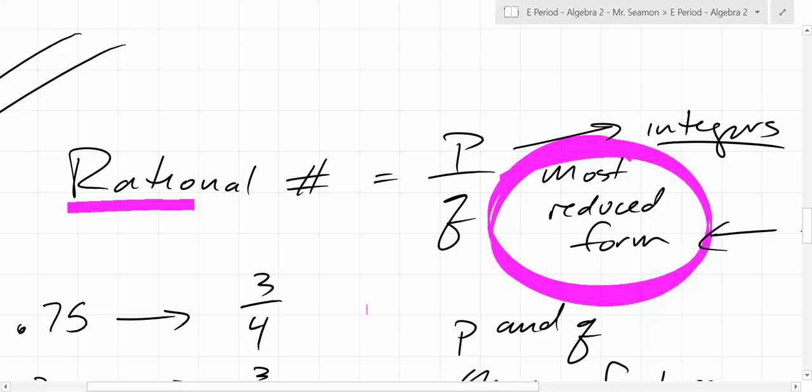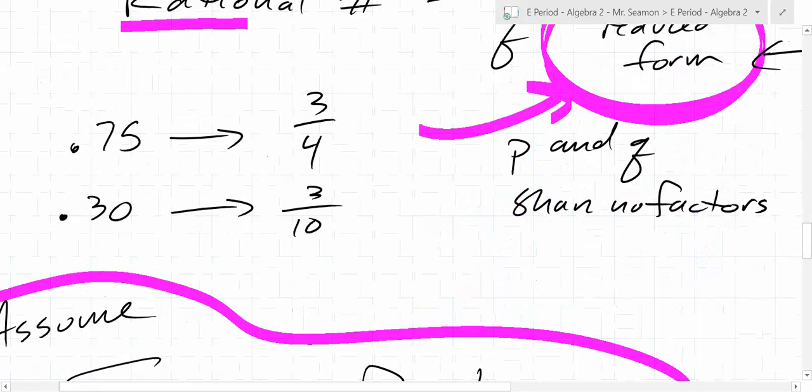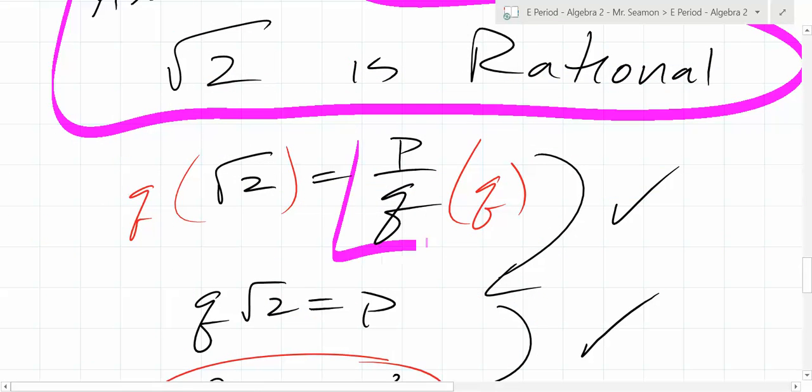They're rational numbers. Oh, they're in most reduced form. We assumed that p over q was the rational expression, right? But we just showed that p is even, and we showed that q is even. If you have an even over an even, what can you always do? You can always cancel the 2's out, right? You can always reduce. So they're not in reduced form.